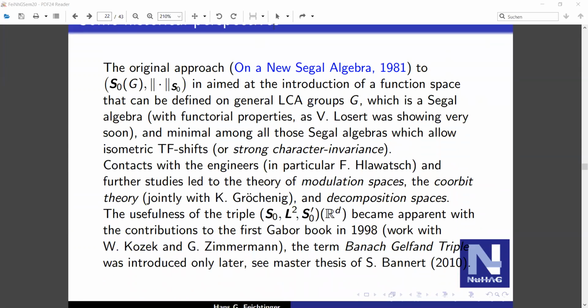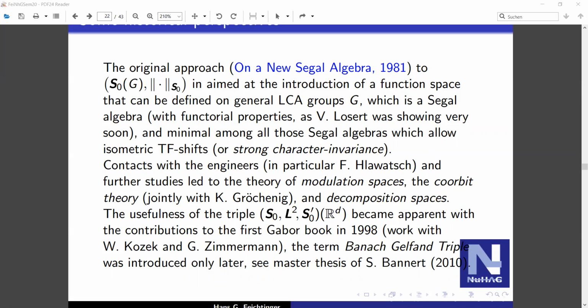Now, a glimpse on the history of the subject. The Segal algebra S0, S for Segal algebra, Irving Segal, and 0 for the minimality property, was introduced at the Winter School in 79 and published in 81. And the aim at that time was really to generate a decent Segal algebra which can be defined on locally compact abelian groups. So it was the generality which was useful, and it was the minimality among all those Segal algebras, whatever they are. Hans Reiter studied them a lot.